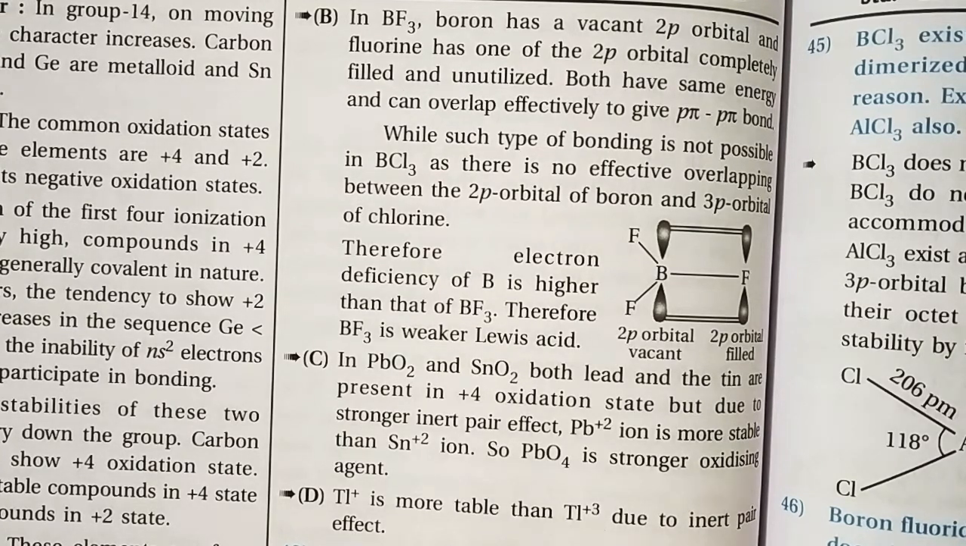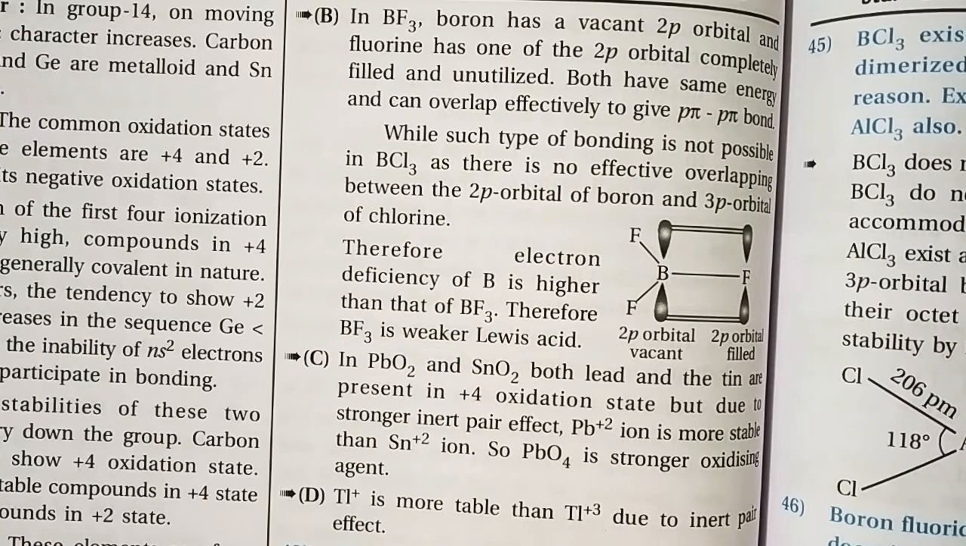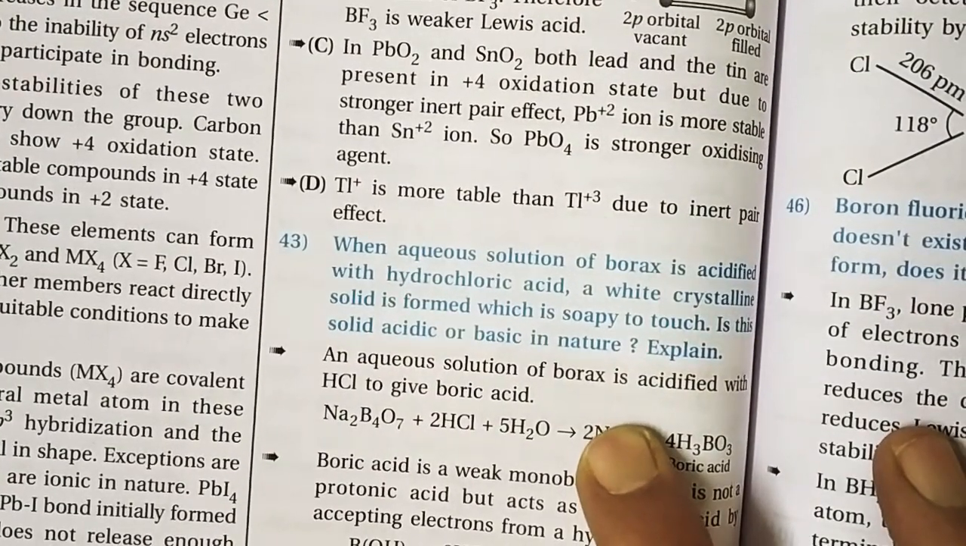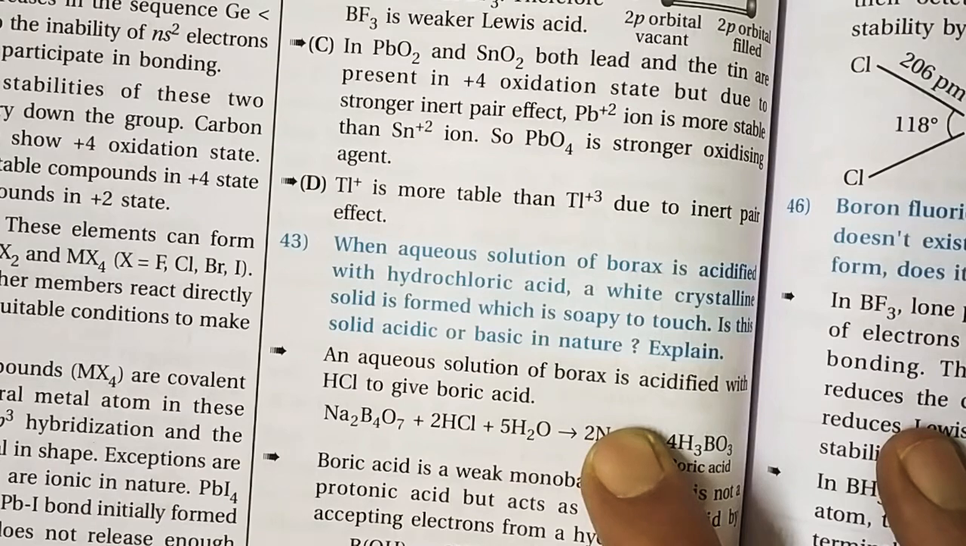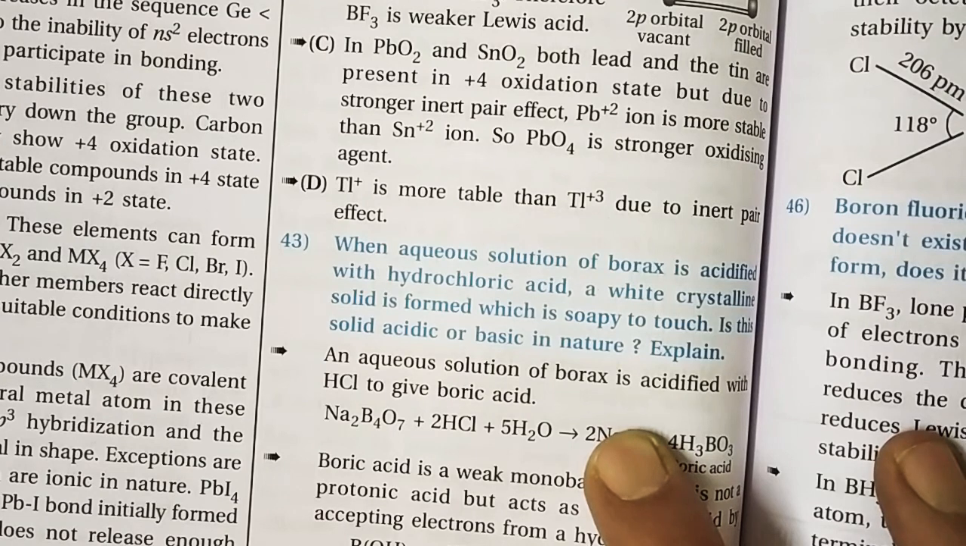So the electron deficiency of boron is higher than that of BF3, so BF3 is a weaker Lewis acid. C: PbO2 is a stronger oxidizing agent than SnO2. We know that in PbO2 and SnO2, both lead and tin are present in the +4 oxidation state. Due to the stronger inert pair effect, Pb+2 is more stable than Sn+2, and PbO2 is a strong oxidizing agent.